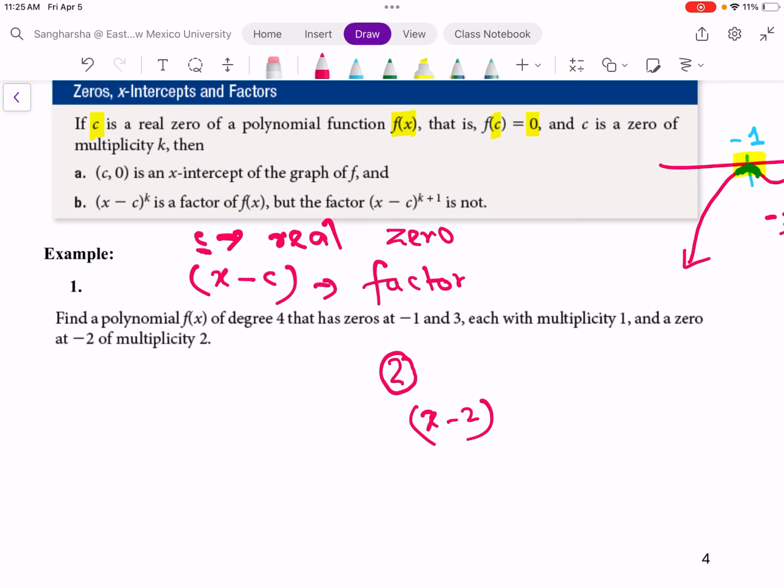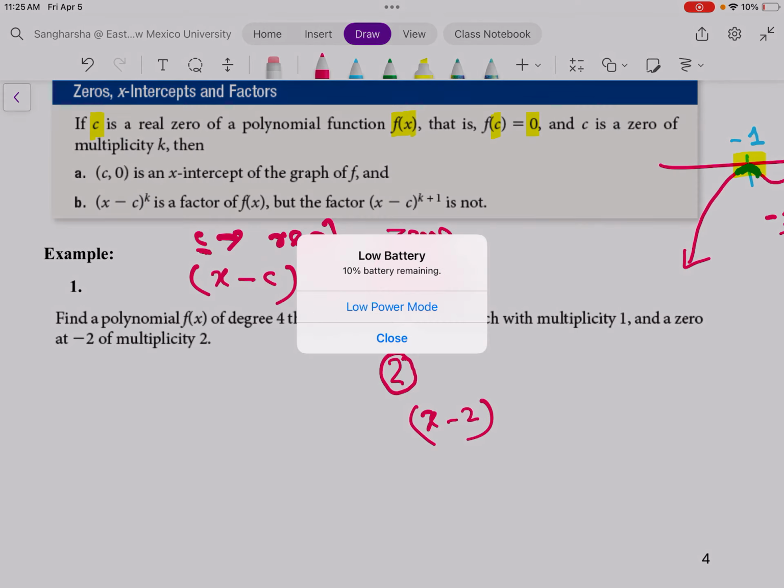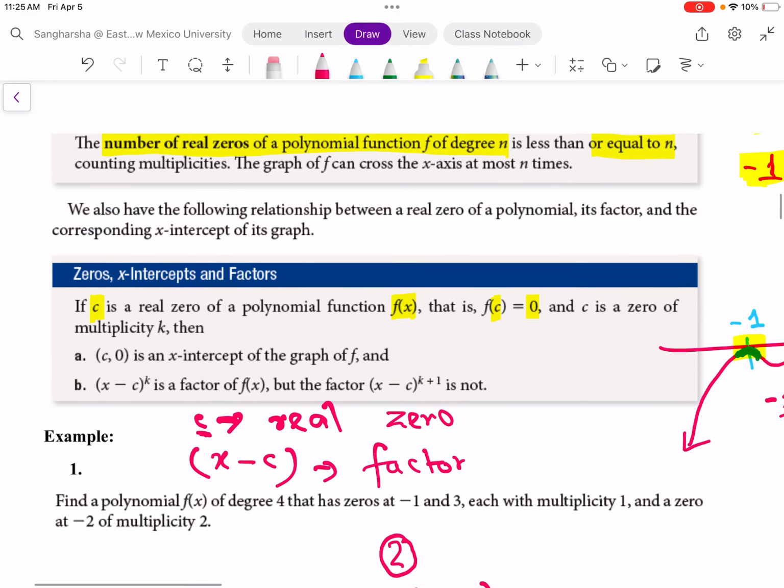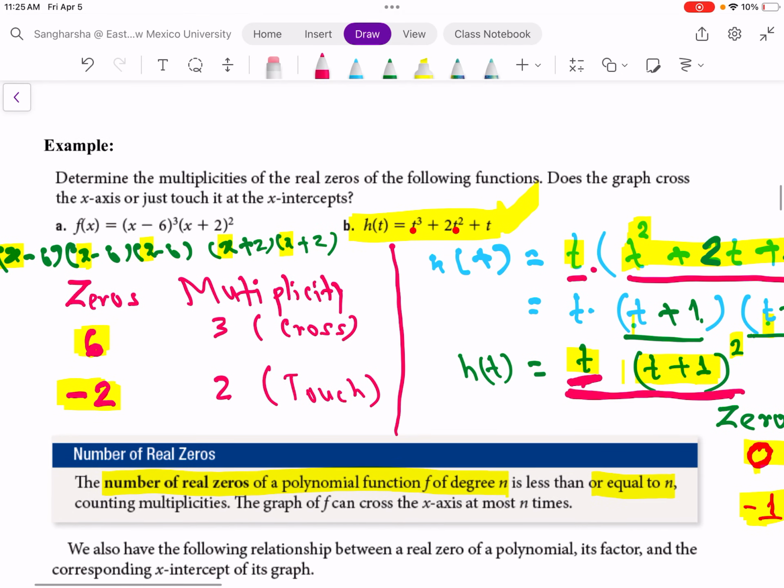So now here, we know positive 6 is a real zero, right? Positive 6 is a real zero means x minus 6 is a factor. We have negative 2 as a real zero. So negative 2 is a zero means x minus minus 2, which is x plus 2, is a factor. So when we have a factor, we can find the real zero. If we have a real zero, we can also find the factor.